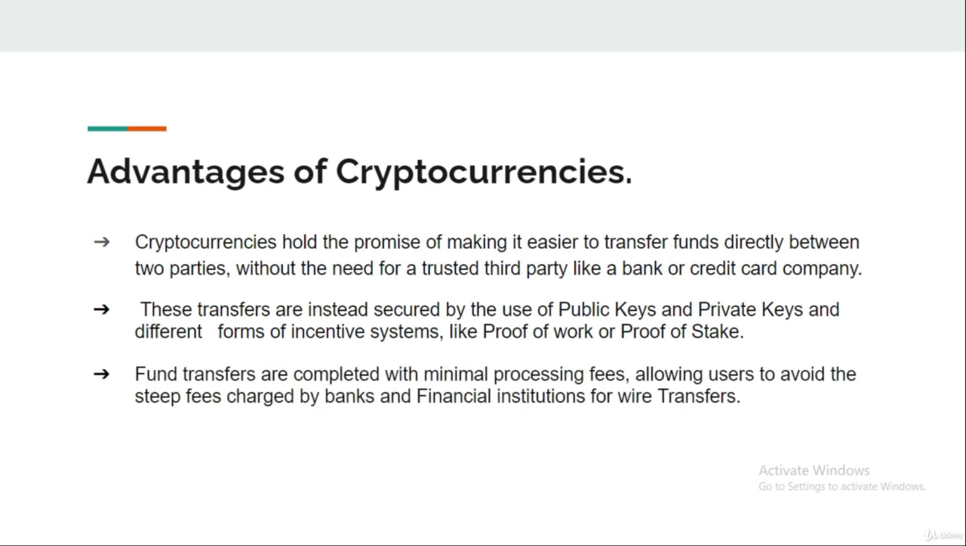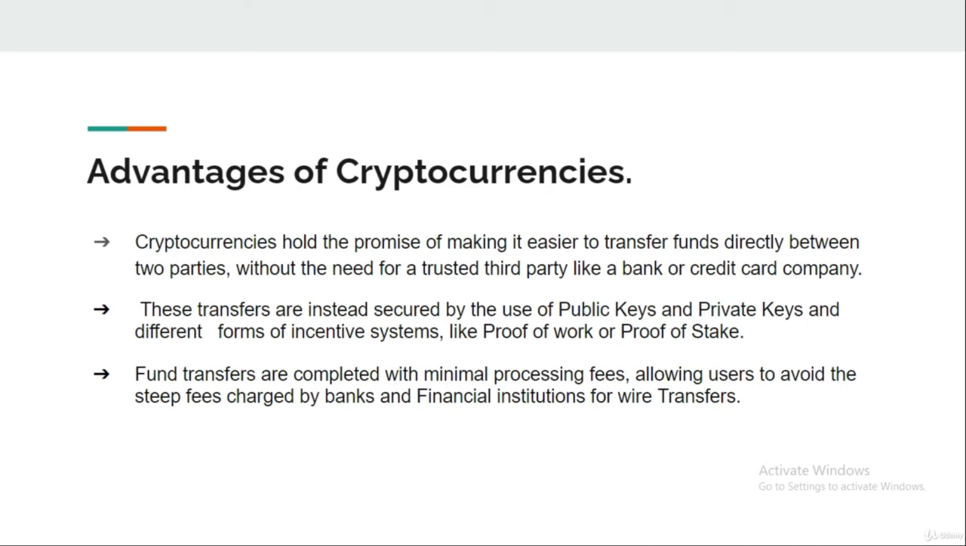Fund transfers are completed with minimal processing fees, allowing users to avoid the steep fees charged by banks and financial institutions for wire transfers. Well, as compared to the transfer fees taken by the banks or any other organizations, the transfer fee of Bitcoins is very low indeed. So the transfer of Bitcoins is really fast, secured, and cheap.